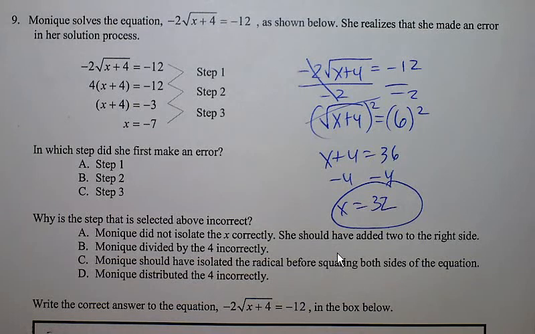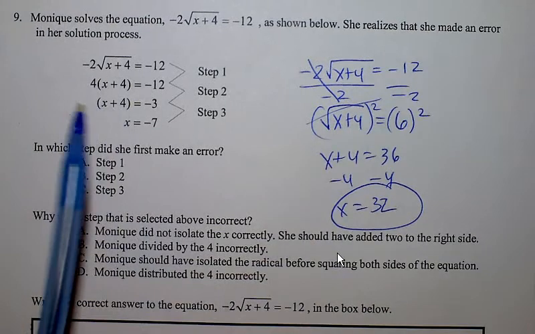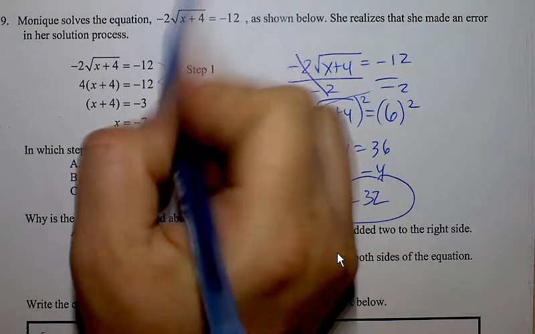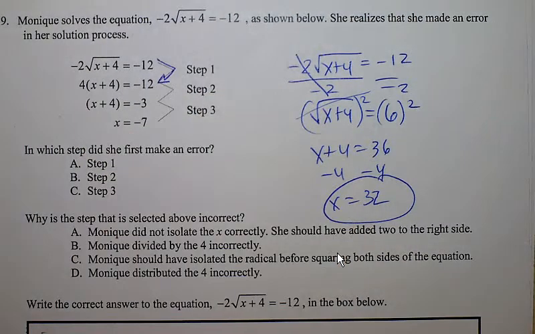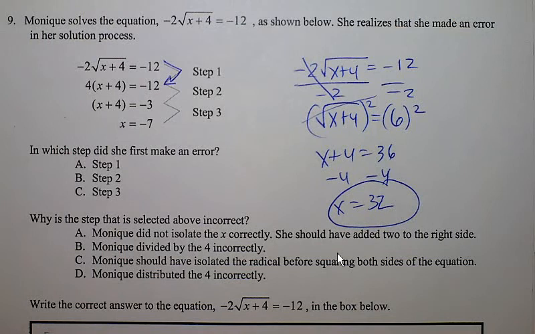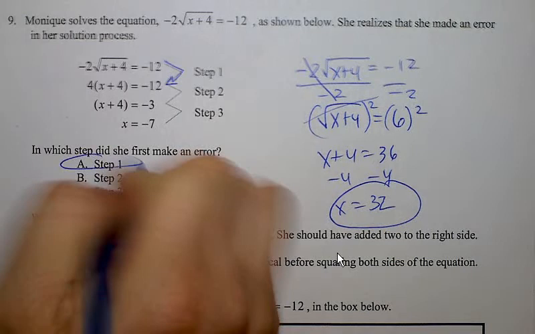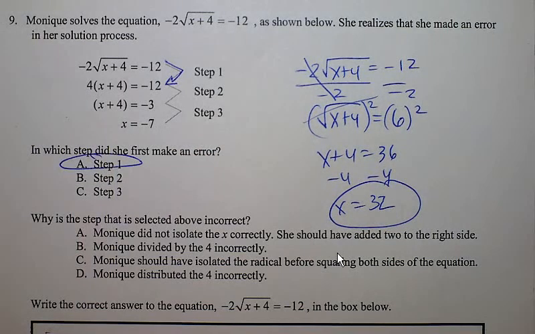So Monique realizes she made an error. So step 1 goes from here to here. Did she do something wrong in step 1? She sure did. Okay, so step 1 is the first mistake. And why is this step selected above incorrect? So what did she do wrong?